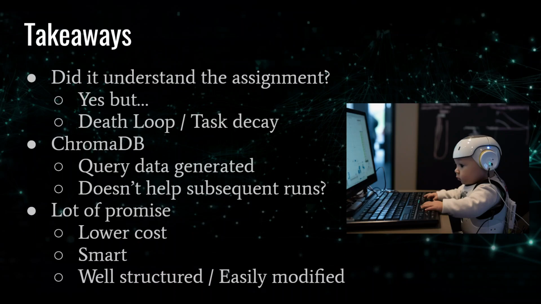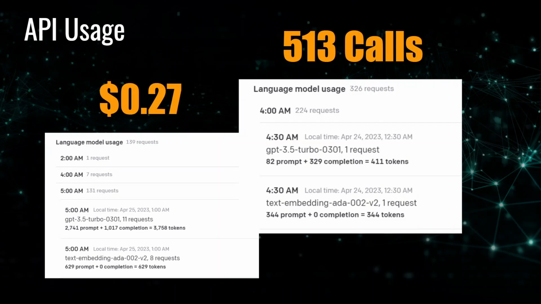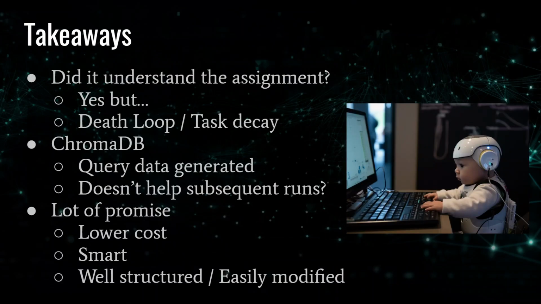The bottom line is, BabyAGI has a lot of promise. Number one, it is much lower cost than AutoGPT's run. Definitely helped by only hitting GPT 3.5 Turbo and text embedding Ada 002 to the tune of 513 calls across all the runs I did and a grand total of 27 cents. So it is lower cost, but don't think that that GPT 3.5 usage makes it less intelligent. It was very capable on the task that I had. If it hadn't had task decay, I think it would have come to a very decisive result.